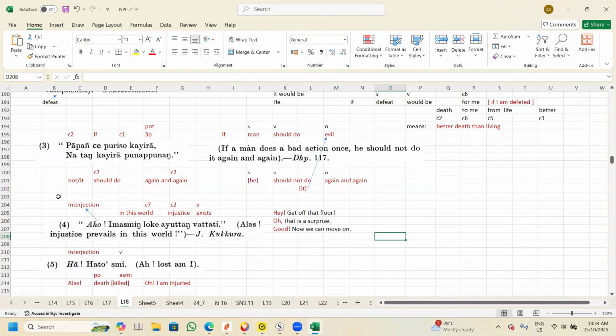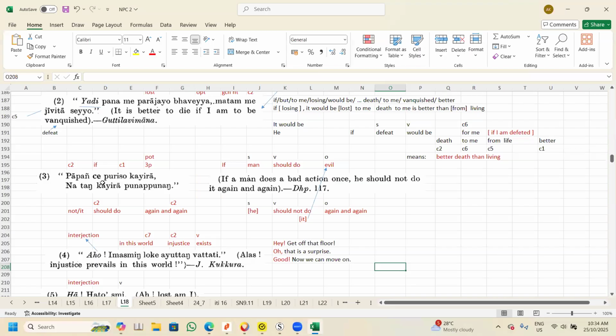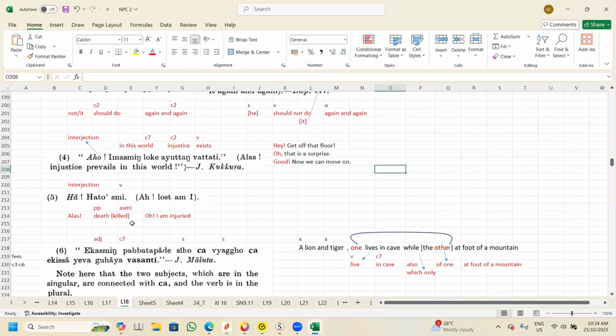Okay. So just now we talked about interjection. Here, this is the interjection. Can you see this is interjection? This is also all the English interjection. For instance, "Hey, get off that floor." And then, "Oh, that is a surprise." This is interjection. Good. Now we can move on. So all this is interjection.